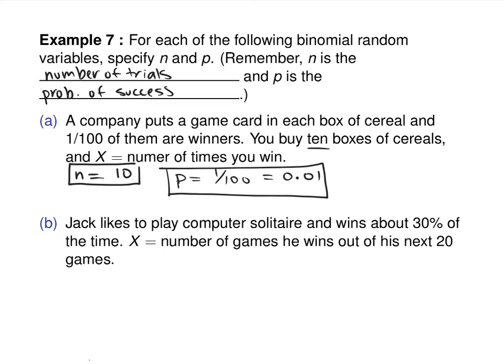So Jack likes to play computer solitaire, and he wins about 30% of the time. If x is equal to the number of games he wins out of his next 20 games, what is n and what is p? Well, the number of times he tries is 20. And his probability of success, since he wins 30% of the time, is 0.3.